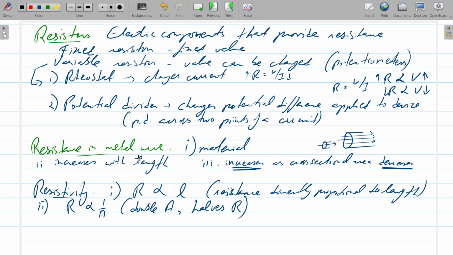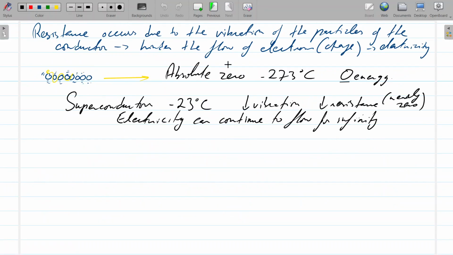Then we talked about resistance in a metal wire, and that obviously depends on the material of the wire. The resistance increases with the length and increases as cross-sectional area decreases. So the thinner the wire is, the more resistance there's going to be. Resistance is directly proportional to length and inversely proportional to area. So if you double the area, that halves the resistance. And that's where we left off, where you guys felt a bit confused. Hopefully that's not the case today. So let's do numericals. Let's do some questions, crunch some numbers.